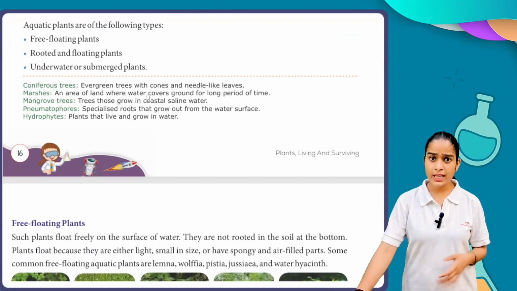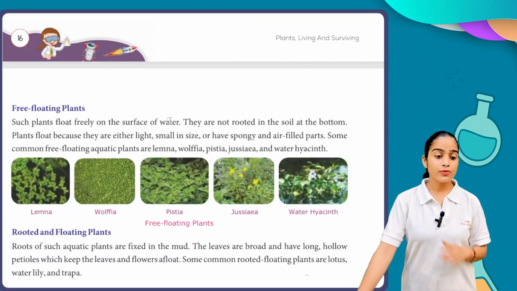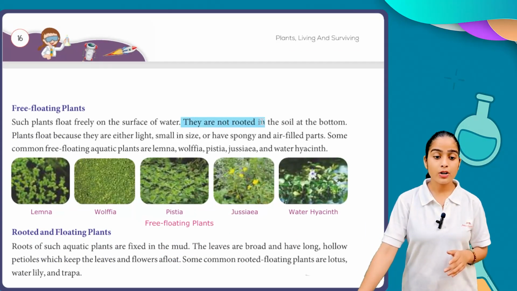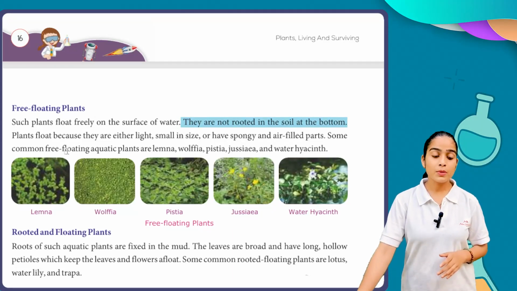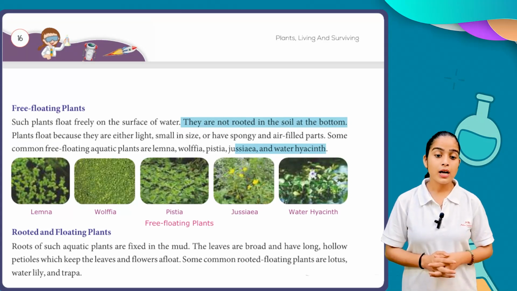Okay, free floating, as the name suggests, they freely float. Such plants float freely on the surface of water. They are not rooted in the soil at the bottom. Plants float because they are either light, small in size, or have spongy air-filled parts. Some of the common free-floating aquatic plants are Lemna, Wolffia, Pistia, Jussiaea, and water hyacinth.